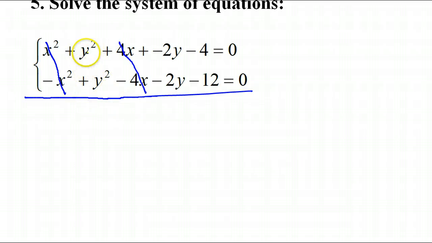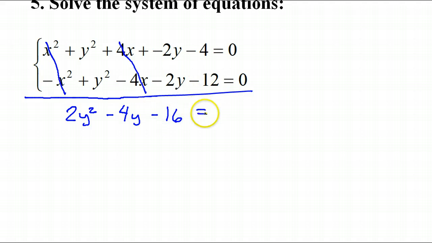Now if I put these y's together, y squared plus y squared is 2y squared. Negative 2y plus negative 2y is negative 4y. Negative 4 and negative 12 is negative 16. And of course 0 plus 0 is 0. So very quickly I have this. By the way, if I didn't have opposites, I could have multiplied one of them by -1 to change the signs to make opposites. Anyway, I'm also noticing that all of these are divisible by 2.